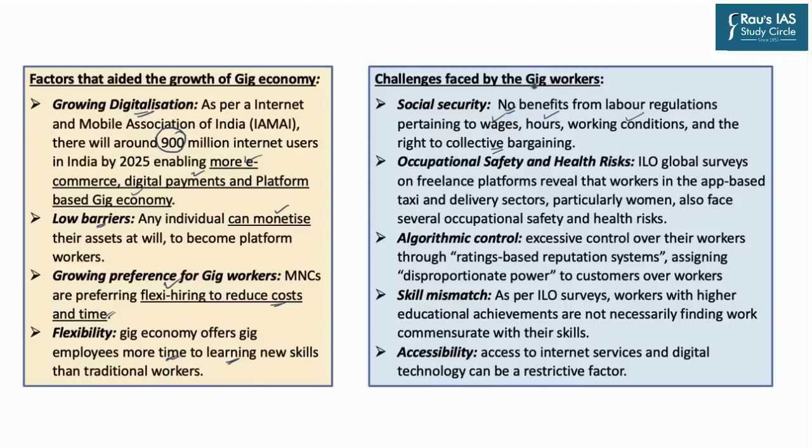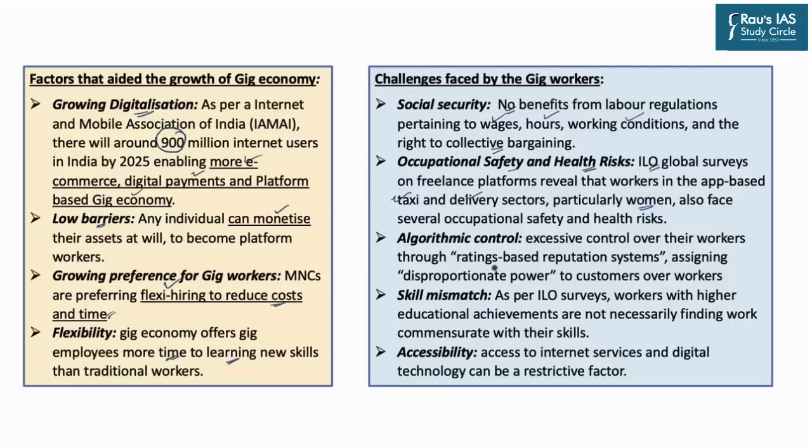They don't have occupational safety or health cover. As you can easily see, most of the cab drivers or bike riders don't have insurance, health insurance, or in fact accidental insurance. So their occupational safety, according to the International Labour Organization, is highly compromised, especially for those who are working in the taxi and the delivery sector, particularly the women. They have a very high risk towards occupational safety and health.